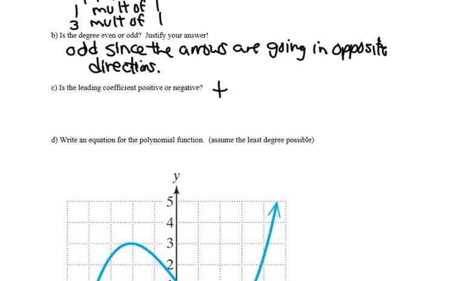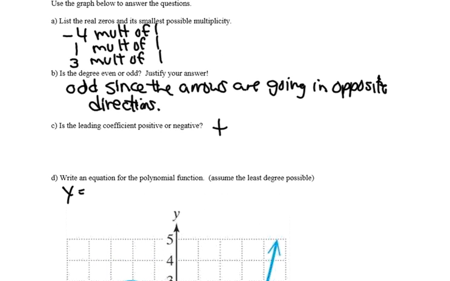Okay? So now I want to be able to write an equation for the polynomial function. Okay? Now, I will write it both as an equation and as a function equation. Let's start with the equation, though. Okay, we'll do y equal to. Now, what do we know? The 0 is negative 4, so the factor is x plus 4. We know the 0 is 1, so the factor is x minus 1. We know the 0 is 3, so the factor is x minus 3. If I wanted to write this as a polynomial function equation, I might just replace y with f of x.